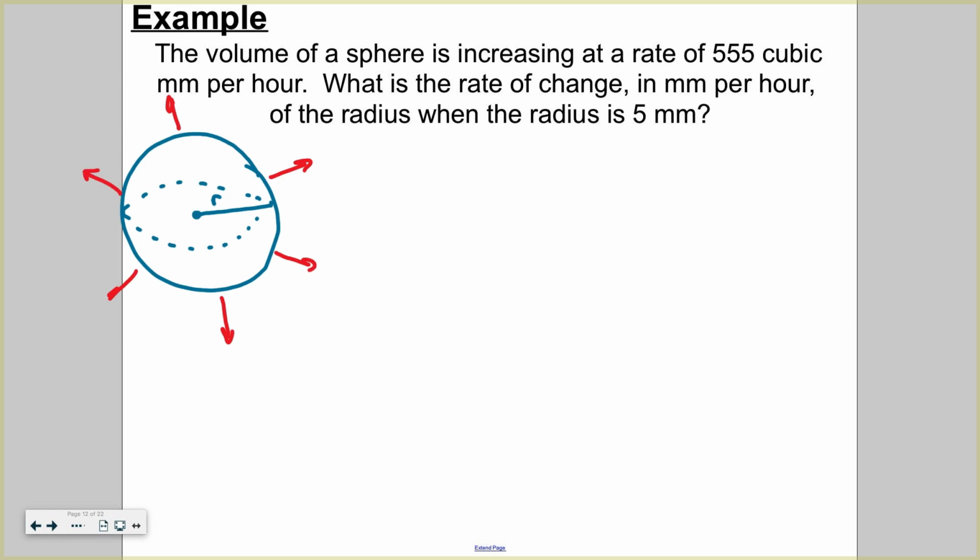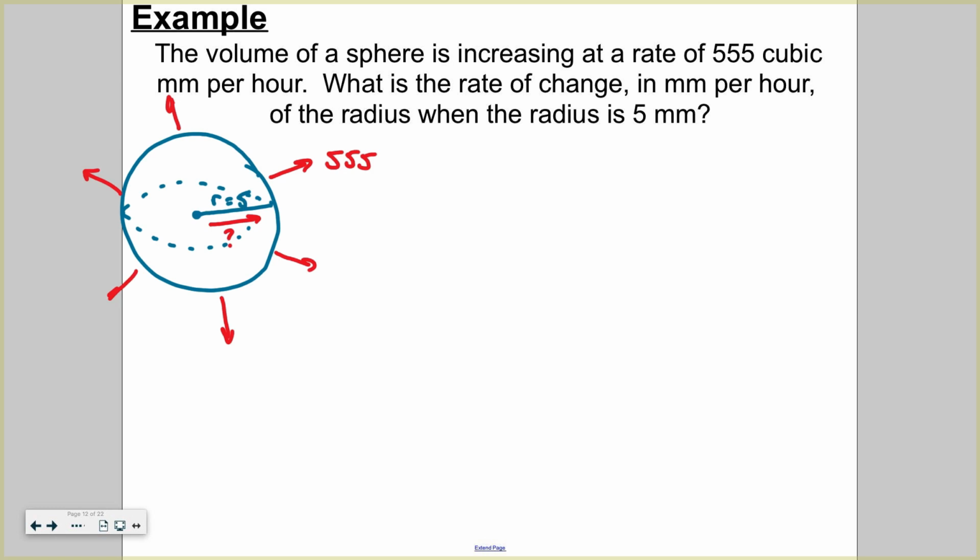And if the volume is increasing, we then know that the radius is increasing. And we know that the volume is increasing at a positive 555 cubic millimeters per hour. And then we want to find the change in the radius when the radius is 5 millimeters.